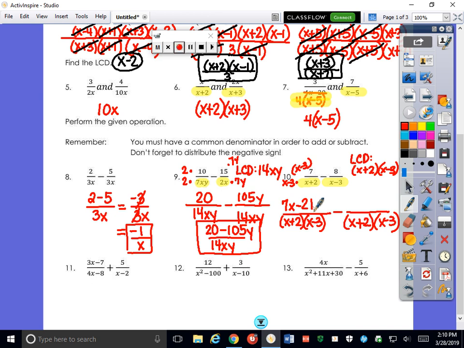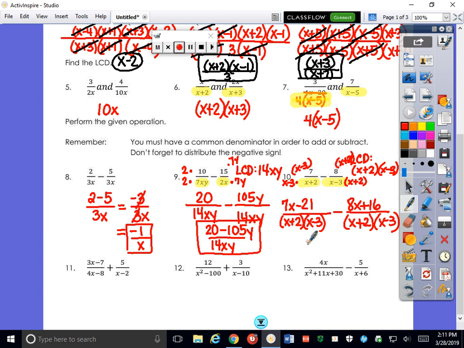My second denominator is an x minus 3, and I need it to look like the LCD, so it needs an x plus 2 also. So I'm going to multiply my top one by an x plus 2. So when I distribute, that's going to give me 8x plus 16.